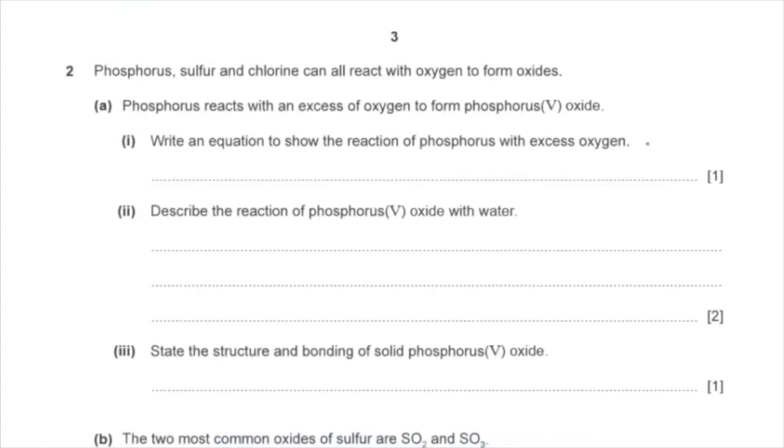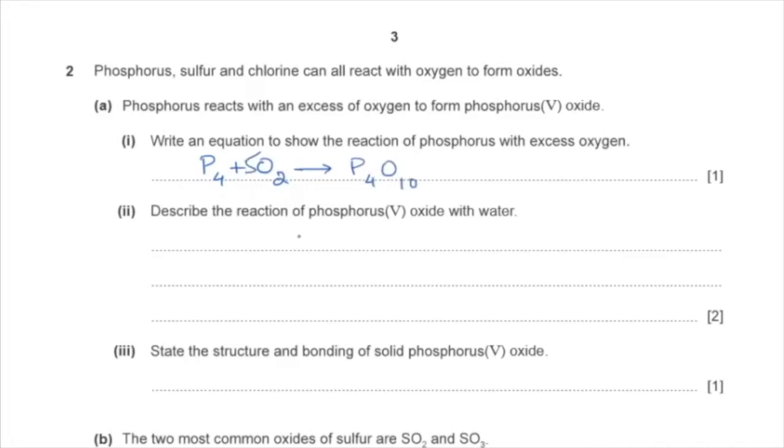Question number 2. Phosphorus, sulfur, and chlorine can all react with oxygen to form oxides. Part A. Phosphorus reacts with an excess of oxygen to form phosphorus 5 oxide. Write an equation to show the reaction of phosphorus with excess oxygen. So phosphorus exists as a P4 molecule plus O2, that gives P4O10. 5 moles of oxygen gas.